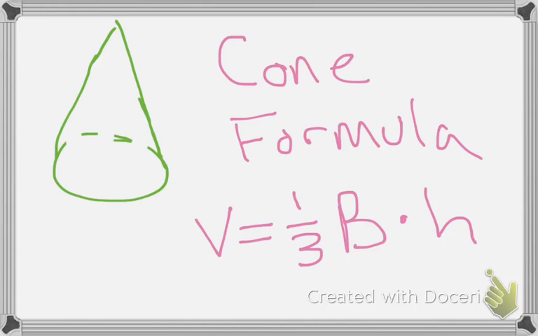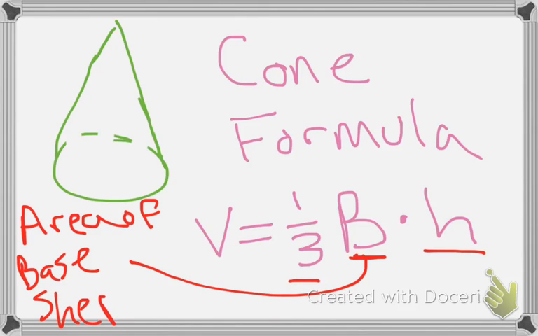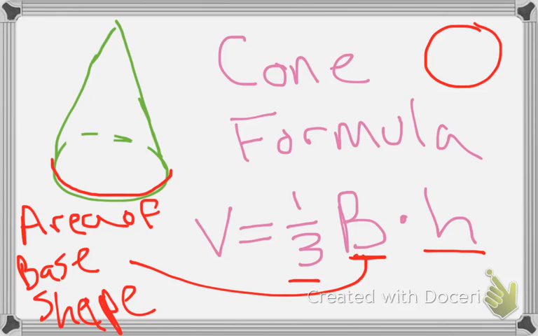And when we break it down, we've got 1/3 big B times h. Remember that the big B represents the area of the base shape, or figure. The base shape on a cone is a circle. So you can see the circle right here along the bottom. So what we have to do is find the area of a circle.